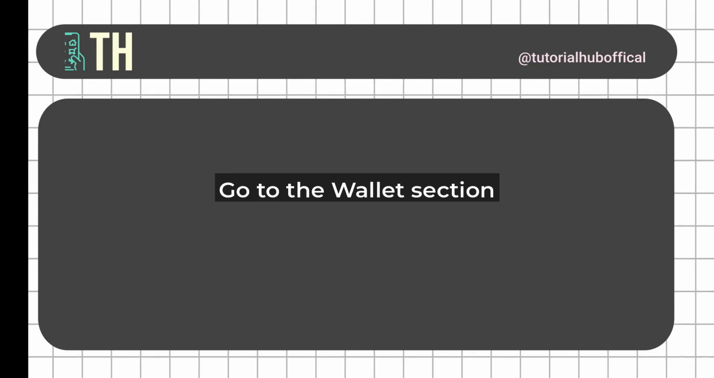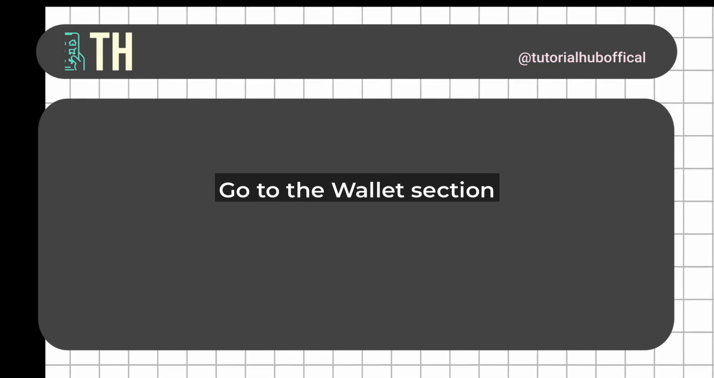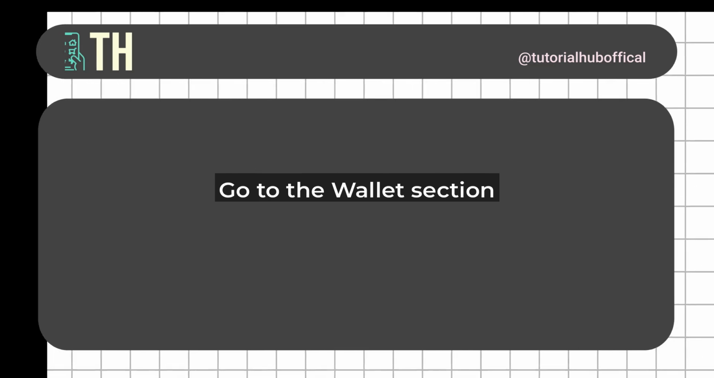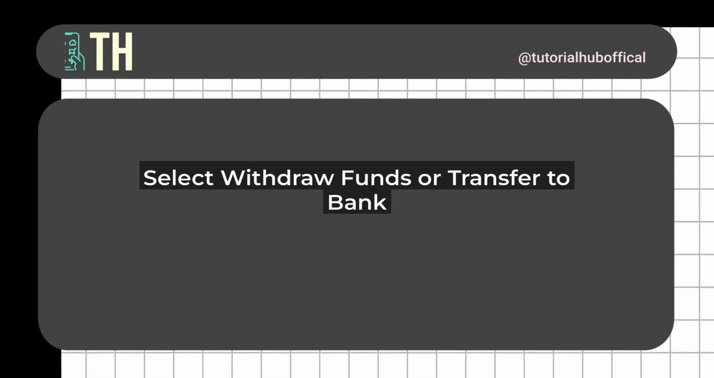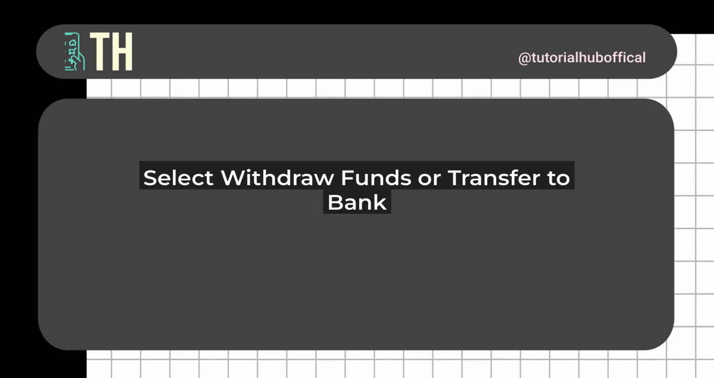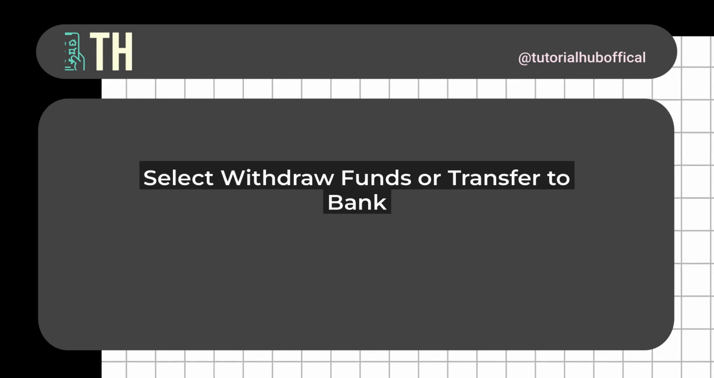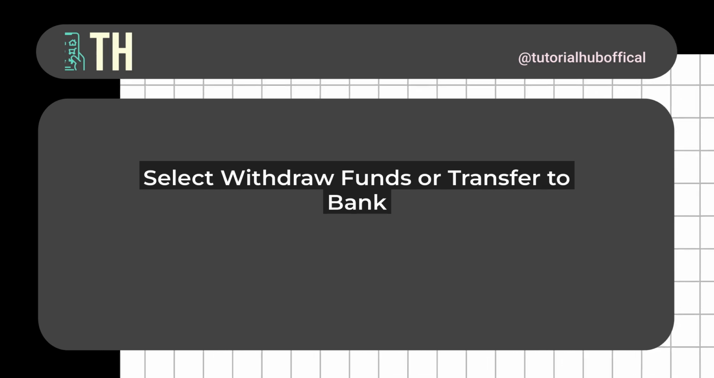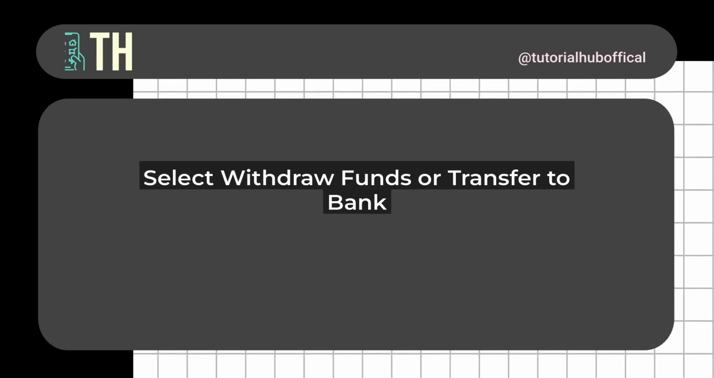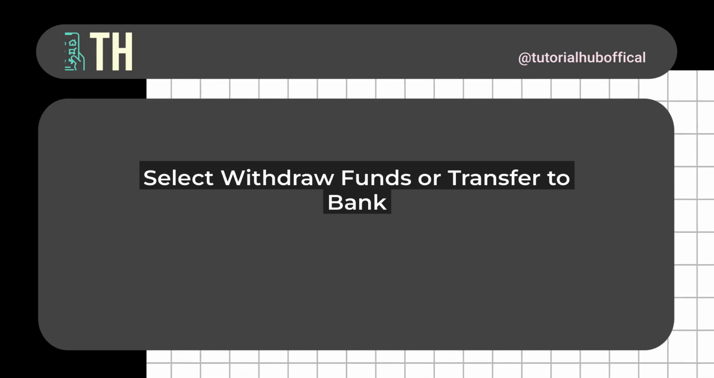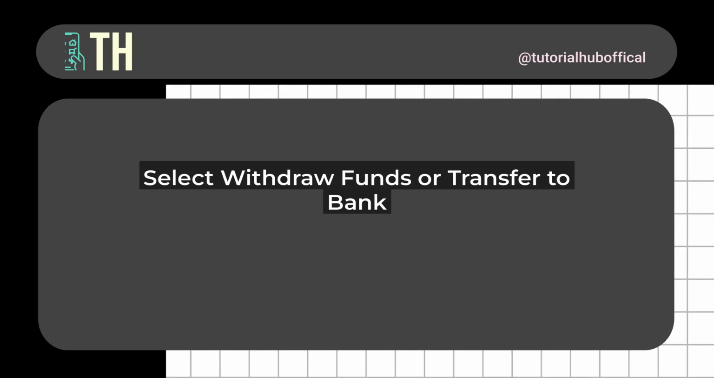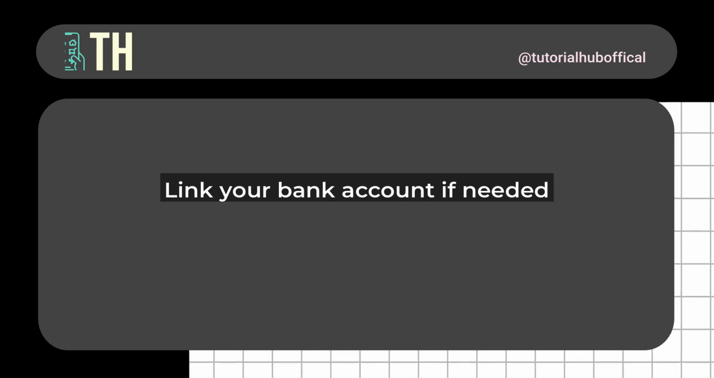First things first, log into your PayPal account using your email and password. Once you're in, navigate to the Wallet section, usually found on the top menu. Here, you'll see your available balance. That's your starting point. Next, look for the Withdraw Funds or Transfer to Bank option. It might be under a drop-down menu or a dedicated button.